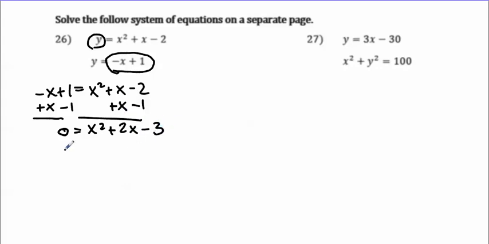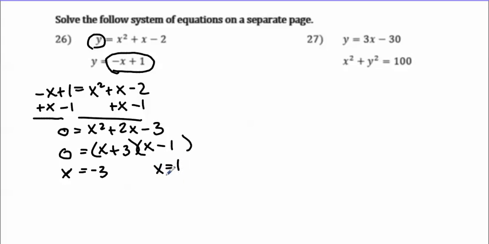So I'm going to factor this. And I need numbers that multiply to negative 3 and add to 2. Those numbers are 3 and minus 1. So if you set both factors equal to 0, you get x equals negative 3 and x equals positive 1. So the solutions to the systems are the points where the parabola, this one, crosses the line. So for those points, I need x values and y values.